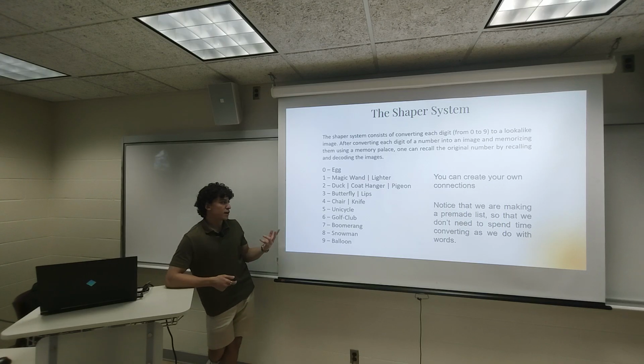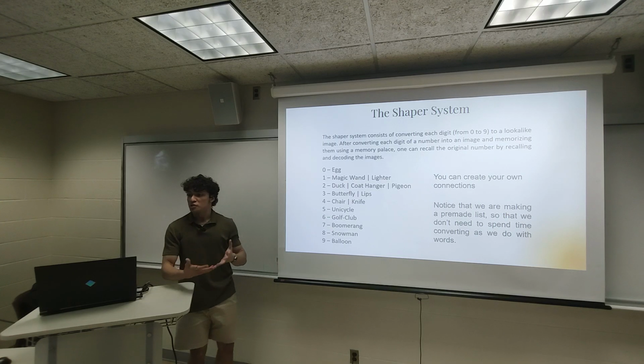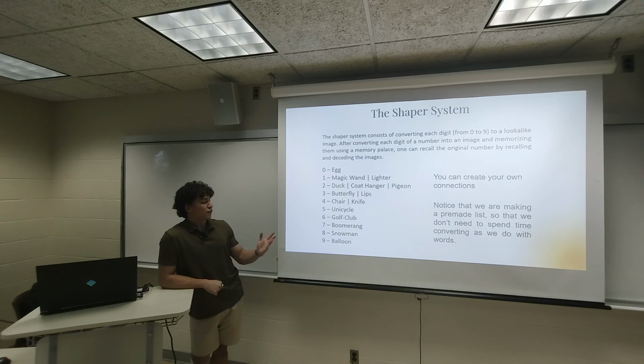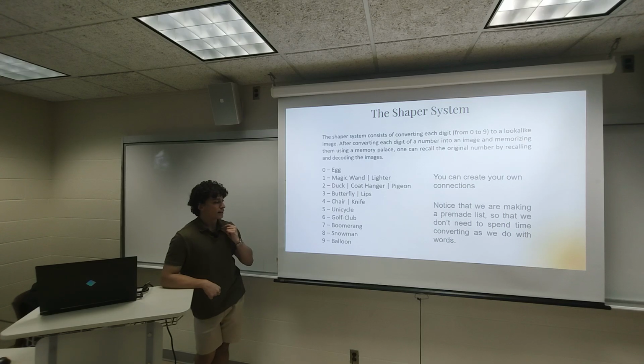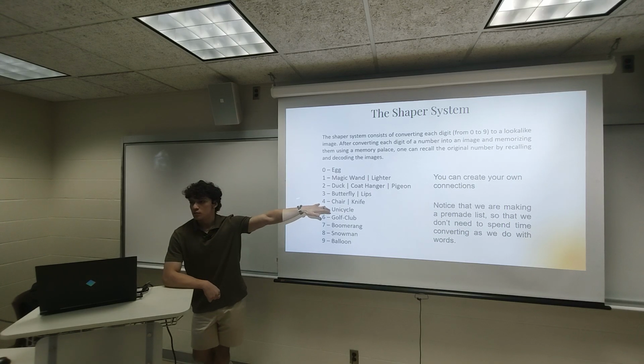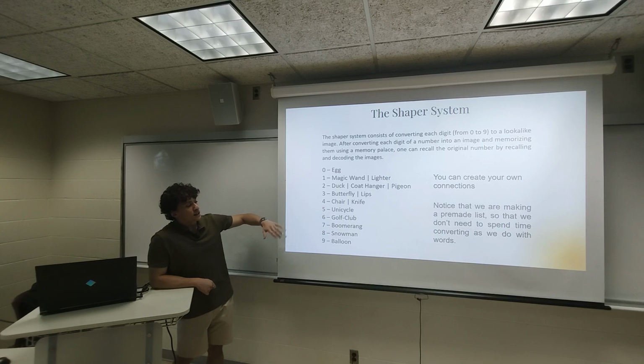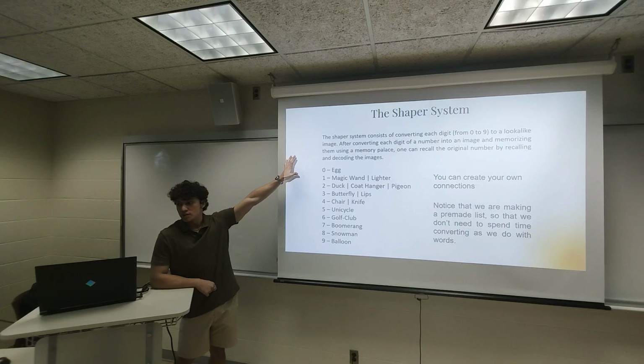4, you can say, well, kind of a little bit harder, but let's say it looks like a chair in your head. A 5 looks like a unicycle. You look at it and you're like, well, it looks like a unicycle. 6 looks like a golf club. 7, you may think looks like a boomerang. And 8 looks like a snowman. And 9 looks like a balloon. So these relationships would be made by yourself, but this is just a template. This is just an example. And you can create your own connections to make the shaper system.